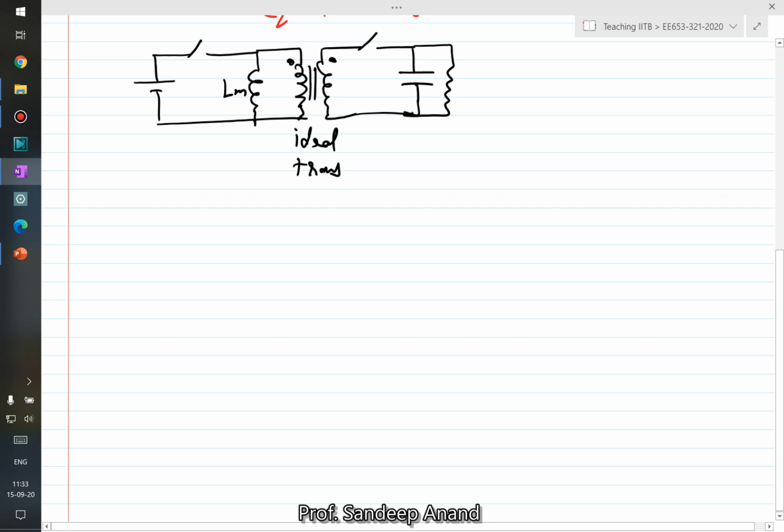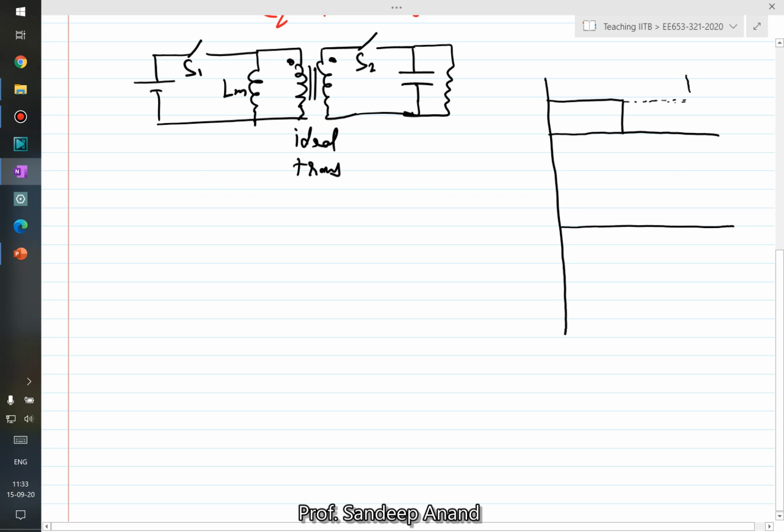Okay, so now how does the circuit operate? Let's draw the waveforms for this circuit. Let me call this switch 1, and this switch 2. Again, they should be complementary. Why should they be complementary here? If you remember earlier circuits, both the switches used to be complementary. Here also they must be complementary. If both of them turn on together, there is going to be a short circuit, right? How? Just to explain that, let me deviate a little bit.